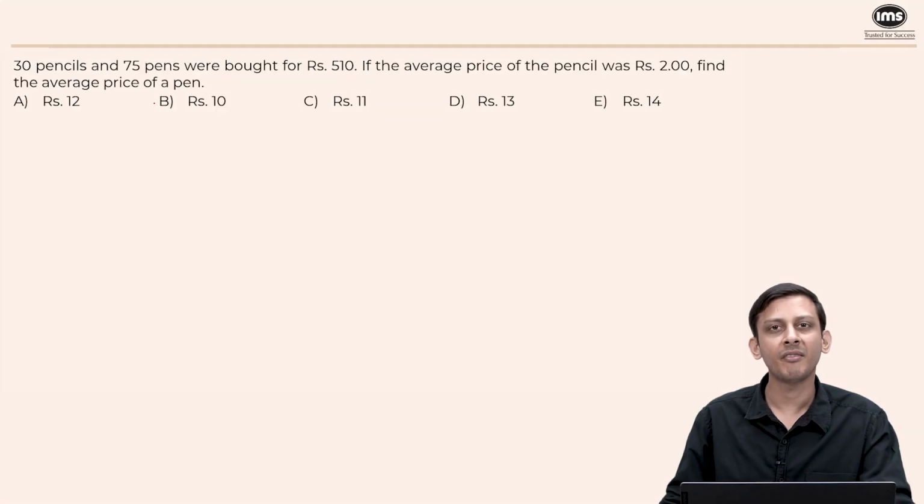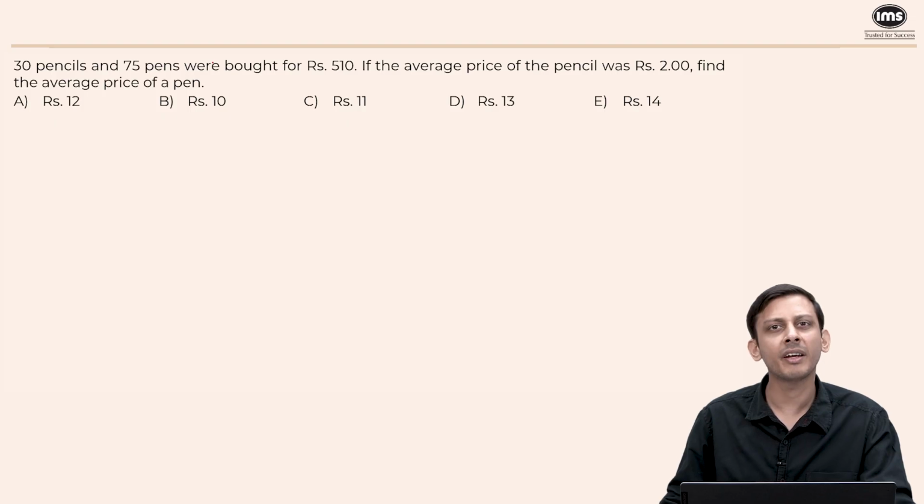30 pencils and 75 pens were bought for rupees 510. If the average price of the pencil was rupees 2, find the average price of a pen. Now this is a question in which there was a mistake with respect to the options. None of the options had the correct answer. Or maybe there was a mistake in the question so that the values in the question did not satisfy the answer which was given as the correct answer.